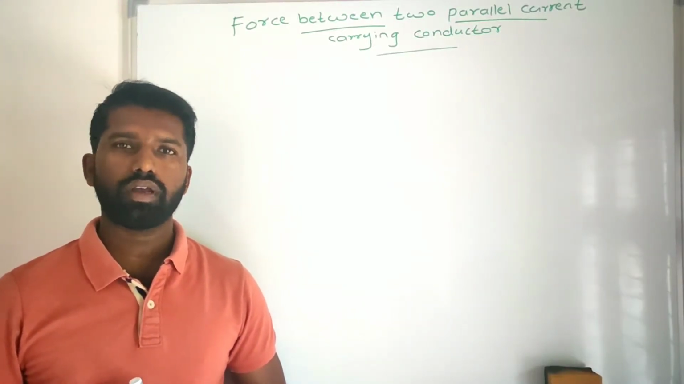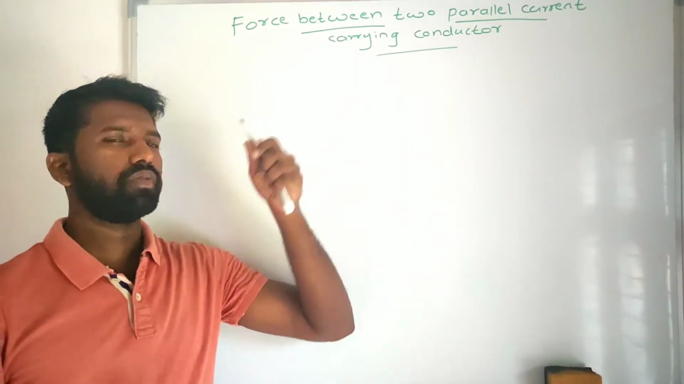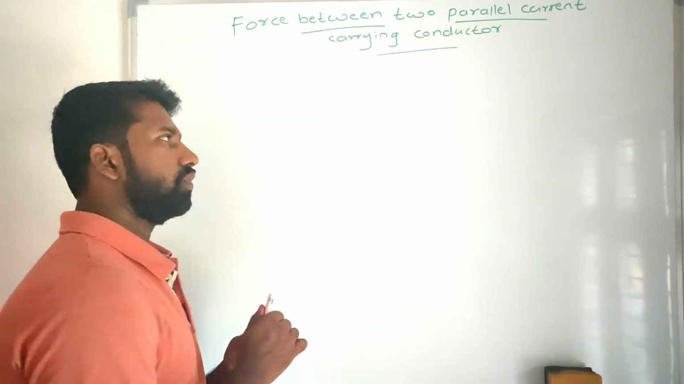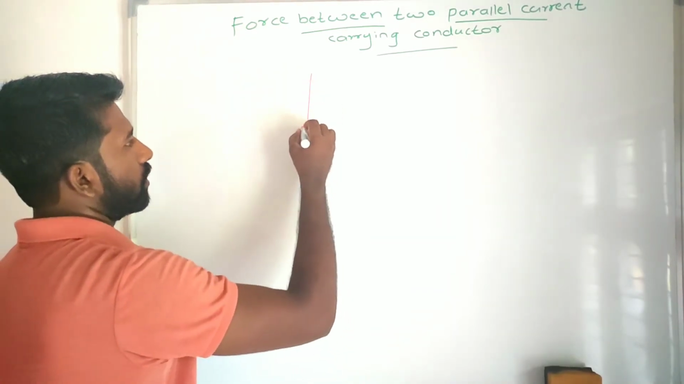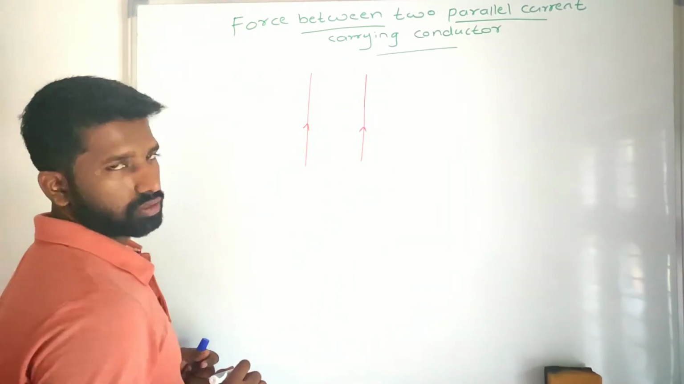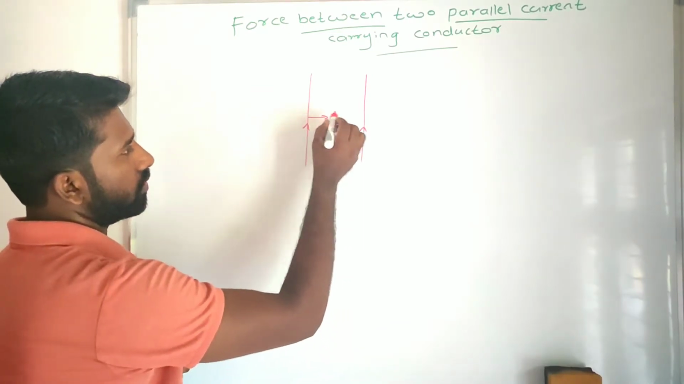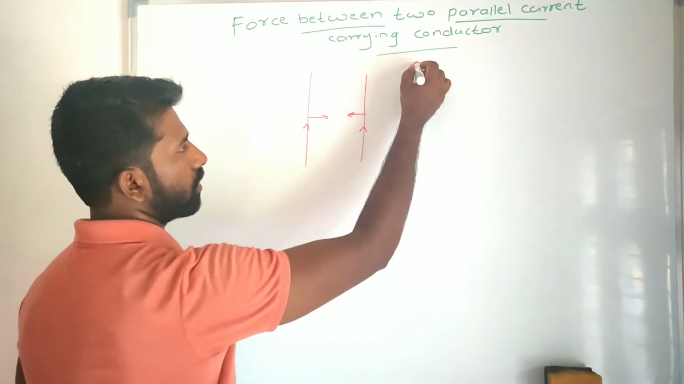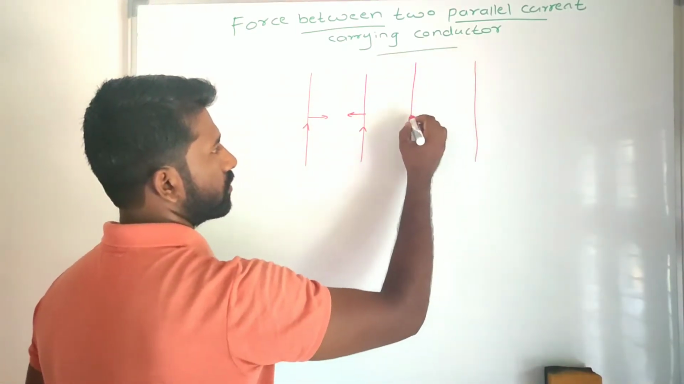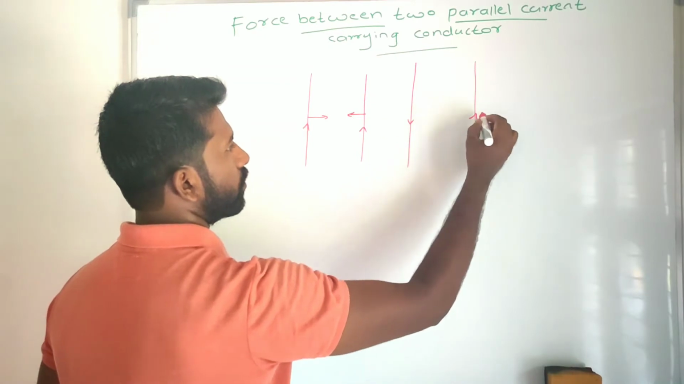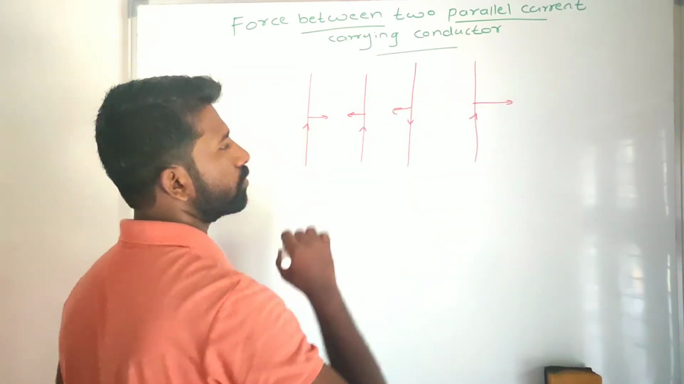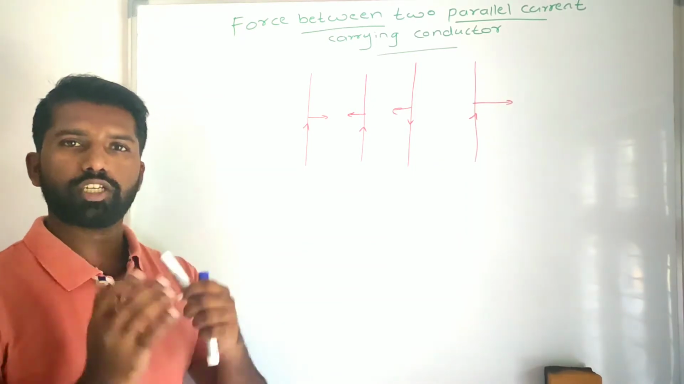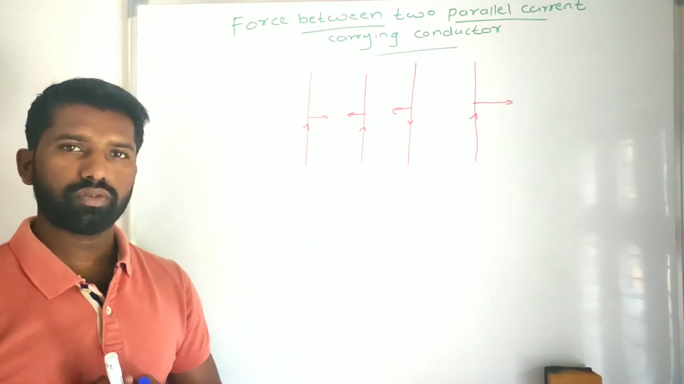In this video, I am going to discuss the force between two parallel current carrying conductors. When two current carrying conductors are placed some distance apart, if the current is going in the same direction, the force between them is attraction, and if the current is going in the opposite direction, the force between them is repulsion. This phenomenon we will explain in this video.